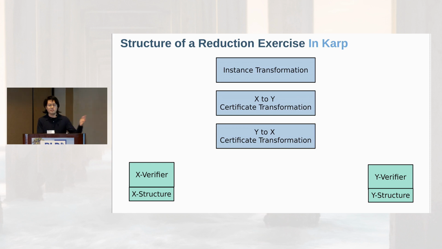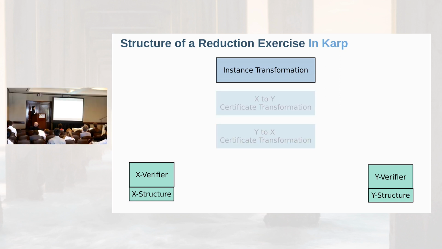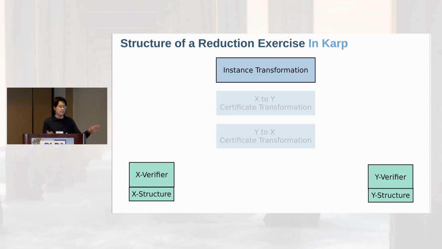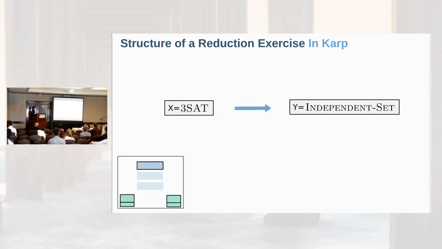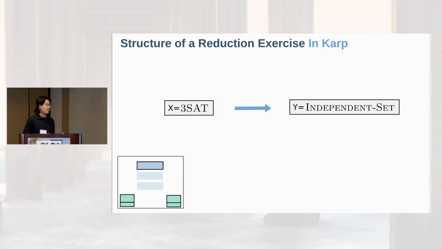So in the next 5 minutes, I'm going to walk you through the code of a reduction in Karp using a specific example. I'm going to mostly focus on the instance transformation, as the certificate transformations are done in a similar manner. If you're interested, you can find the complete code in our paper. The example that we use will be the classical reduction from 3-SAT to independent set.